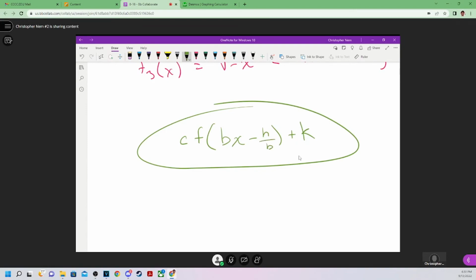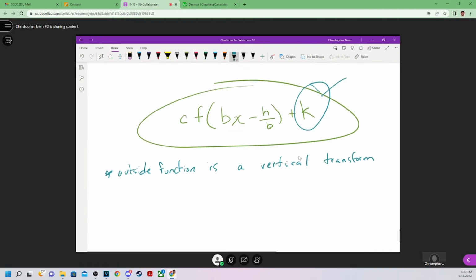This will tell me how I'm transforming. This is going to represent everything outside of your functions. Let me just write that down. Outside the function is a vertical transformation. So that can include going up, down. It could also include stretching vertically, compressing vertically, and it can also include reflecting across the x-axis. Why? Well, let's take a graph.